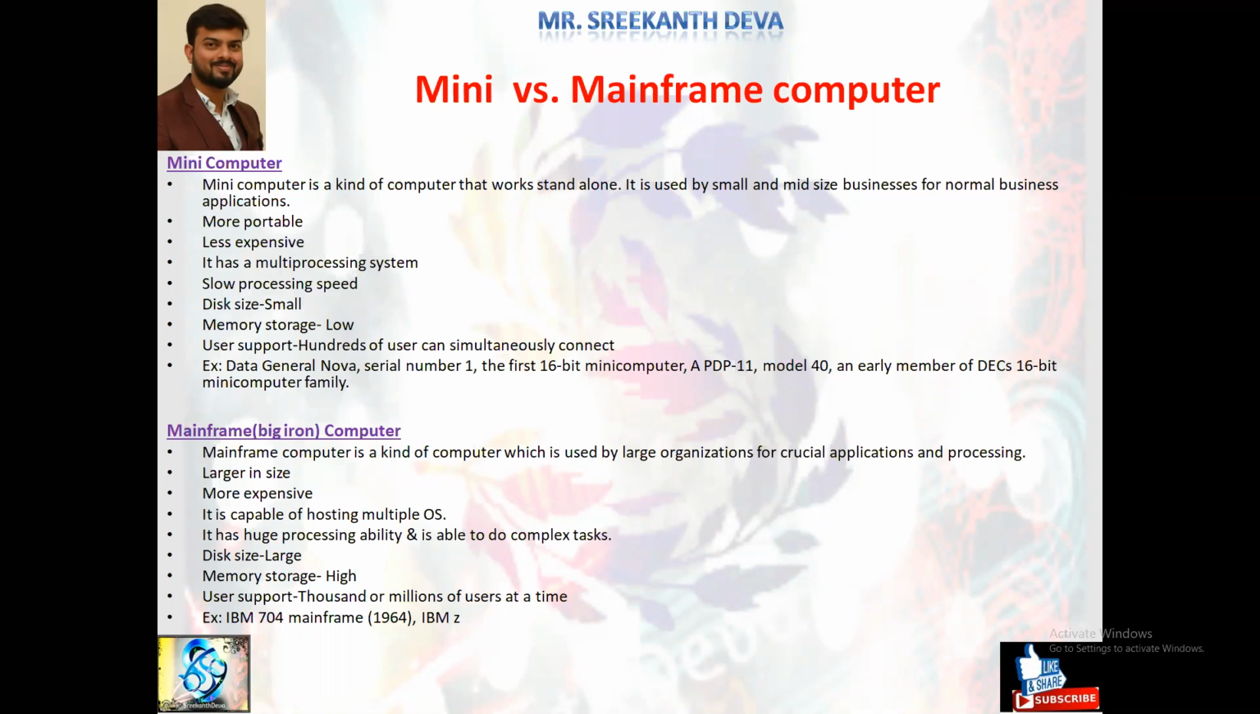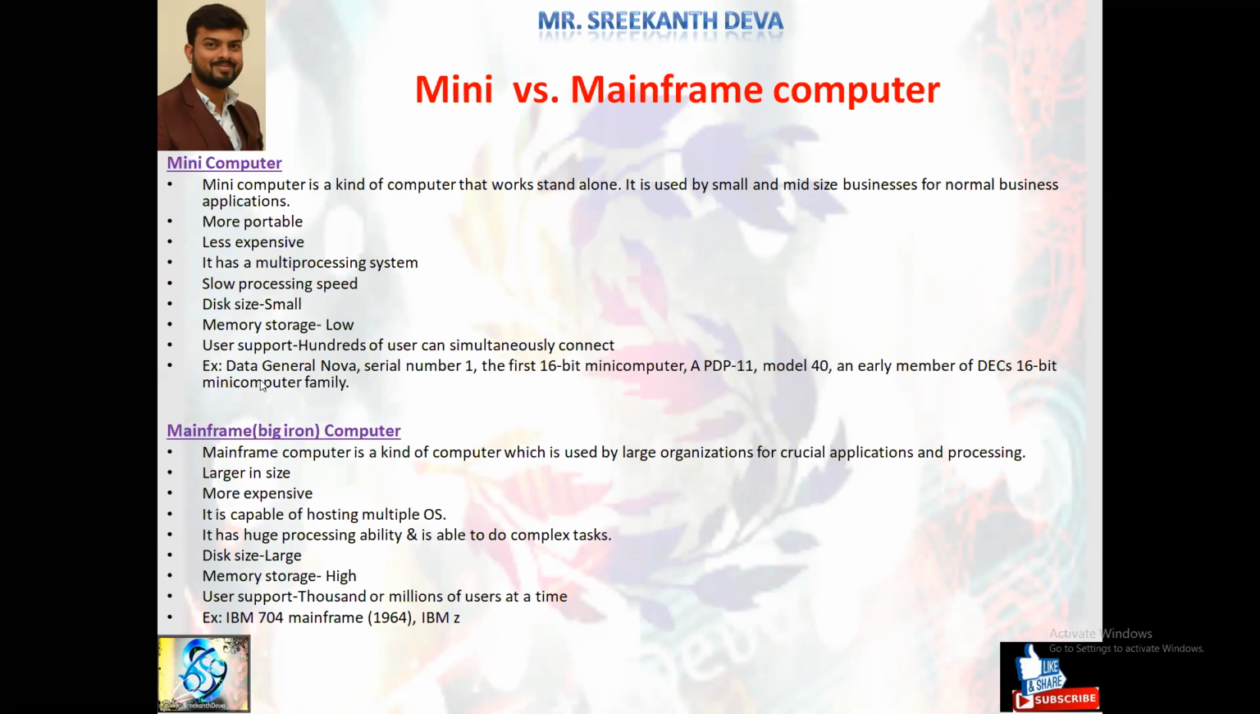Mini computers have a slow processing speed, but mainframe computers have a huge processing ability and are able to do complex tasks. In mini computers, memory is less than that in a mainframe. Mainframe computers can handle a large volume of data. They have a huge storage capacity. These are all the major differences.